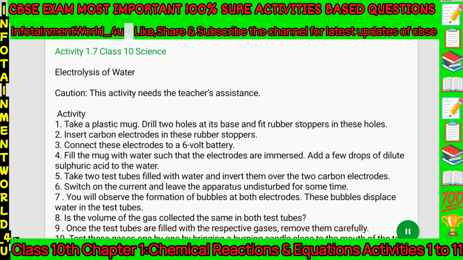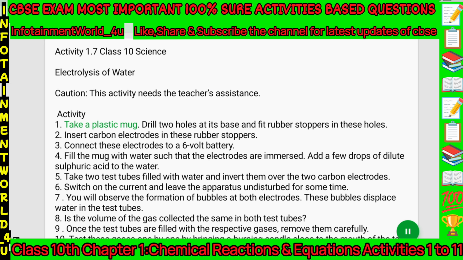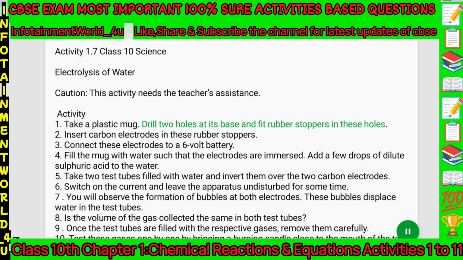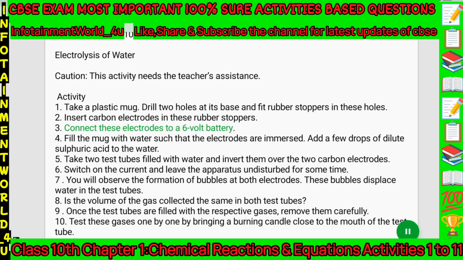Activity 1.7, Class 10 Science. Electrolysis of water. Caution: this activity needs the teacher's assistance. Activity: 1. Take a plastic mug. Drill 2 holes at its base and fit rubber stoppers in these holes. 2. Insert carbon electrodes in these rubber stoppers. 3. Connect these electrodes to a 6-volt battery.